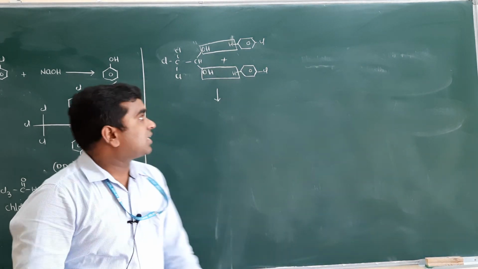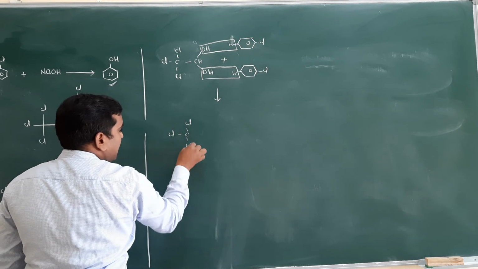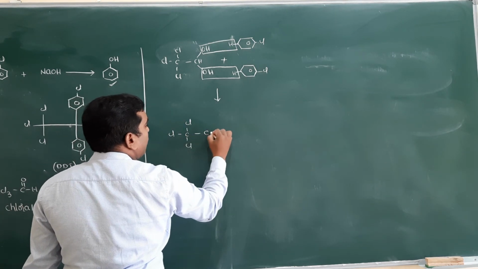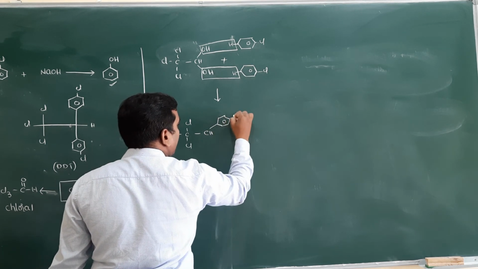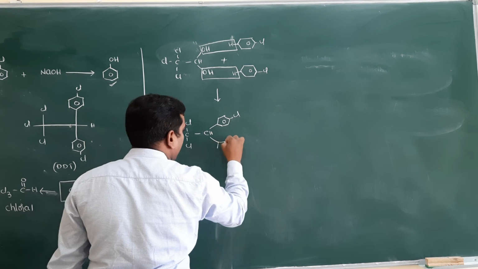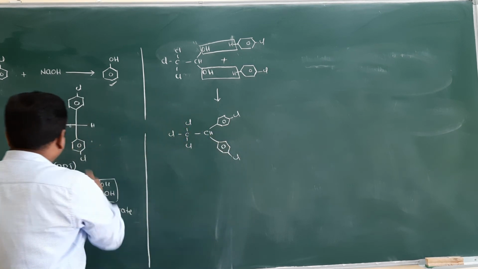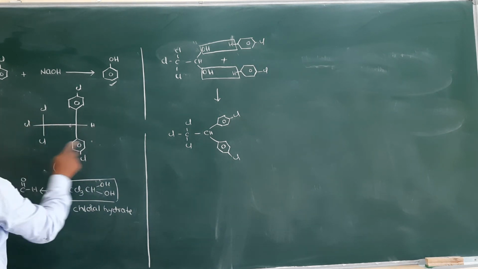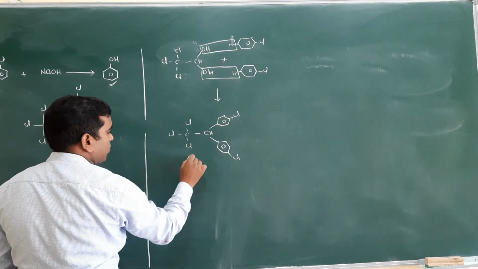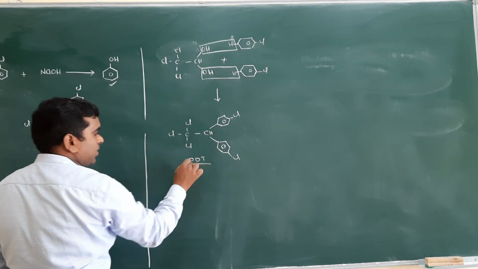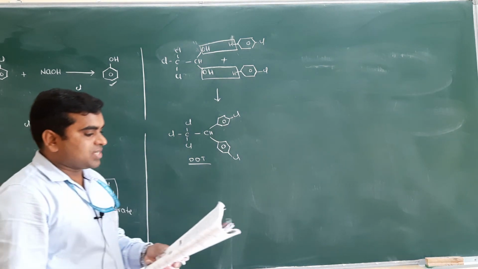You will get the product: CCl3, with Cl, Cl, Cl, and another is a CH, with a chlorobenzene here, and here also another chlorobenzene. What we call the same structure? You see, 3 Cl's are there, CH is there, one is chlorobenzene, another one is chlorobenzene. This is the formula of DDT. So what is your answer here?